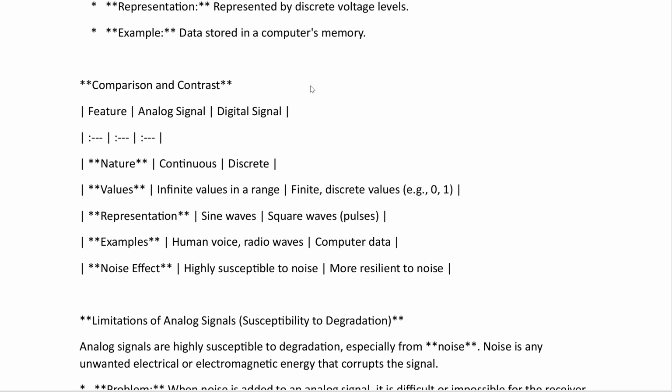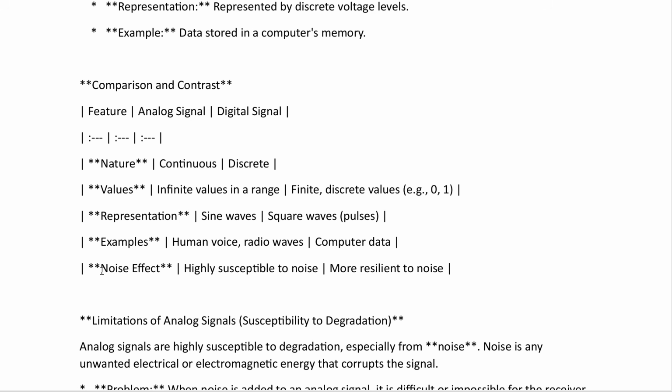Now we can compare and contrast analog signals with digital signals based on their features. First feature is nature. As I have earlier said, an analog signal is a continuous signal, whereas a digital signal is a discrete signal. An analog signal can carry infinite values in a range, whereas a digital signal represents finite discrete values, either 0 or 1. Next feature is representation. Sine waves are a perfect example of an analog signal, whereas square waves are an example of a digital signal. Examples of analog signals are human voice, radio waves. Example of digital signals is computer data.